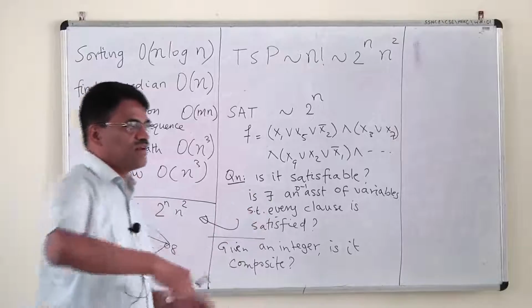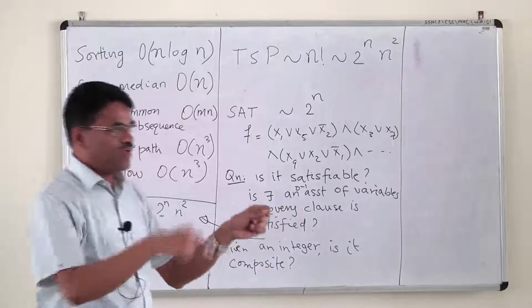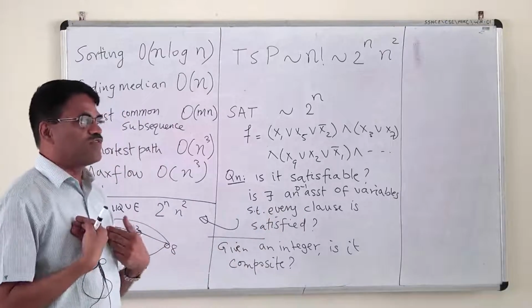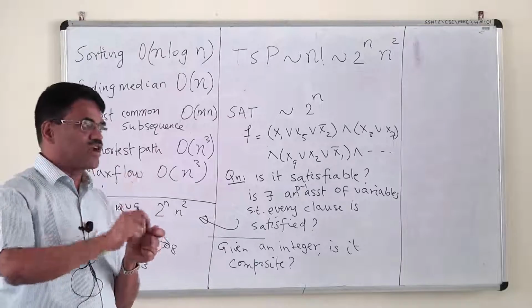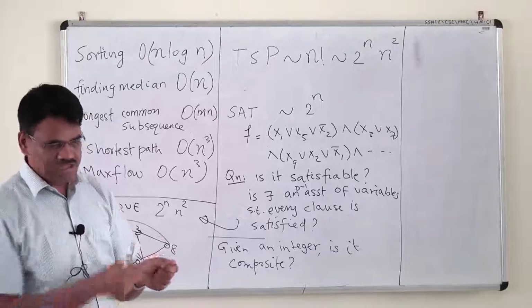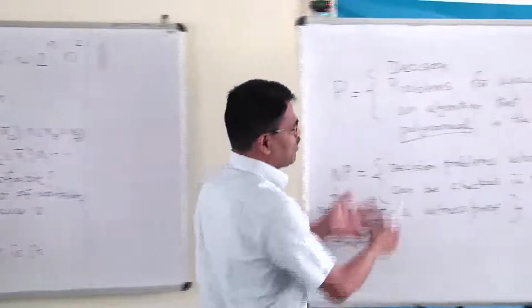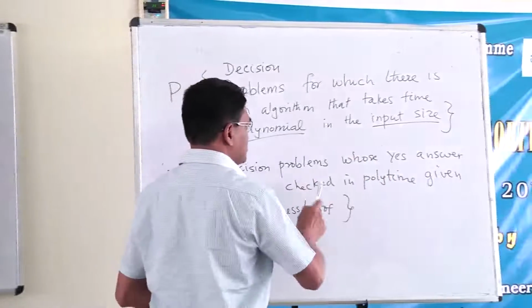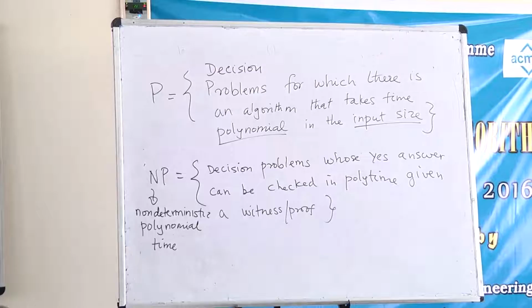Show the cycle. Oh, here it is: from 1, go to 7, to 2, 3, 5, 8. And then what do I have to check? The weight. I just check the weights, make sure that these edges are actually present in the graph I gave you. Check the weights, add them all. Addition is something I can do, right? So this is a problem whose yes answer can be checked in polynomial time given a witness or a proof.